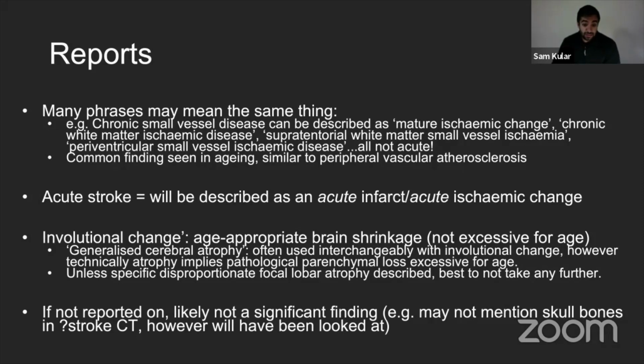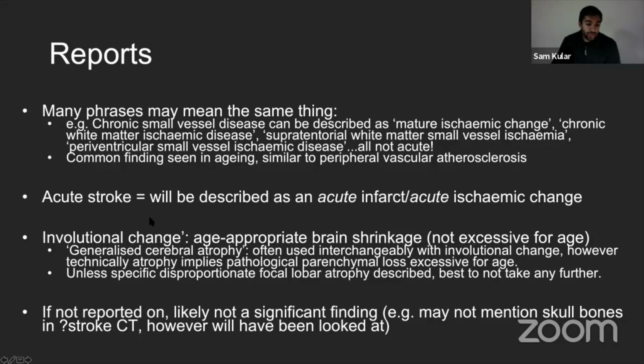They are just findings that are associated with aging or general background pathology, and they don't require any immediate actioning. If there is an acute stroke, it will be described as an acute stroke in the report. So if you see the words small vessel disease or small vessel ischemic disease, don't necessarily be worried by that. Look for the word acute, and that will decide whether it's an acute pathology or not.